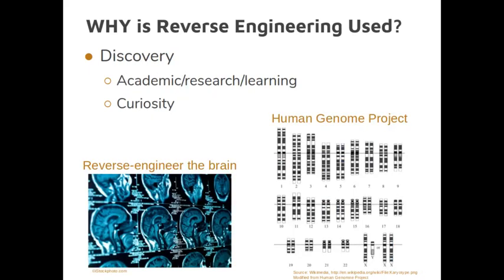A big reason also is discovery. So for academic purposes, for research, for learning, reverse engineering the brain is a great example. Obviously, brains have been around for a long time, but it's something that we don't know a whole lot about. And even after completing the Human Genome Project in 2003, there's still a lot we do not know about the brain. For some people, it's also just a matter of curiosity. If you're one of those people who likes to take stuff apart and tinker with it just to see how it works and then put it back together or not, that's a great example of reverse engineering.